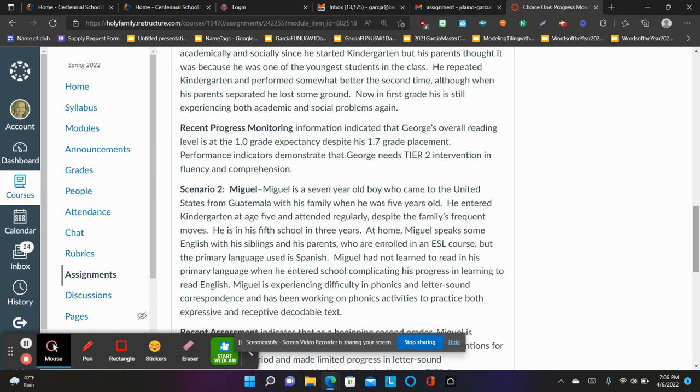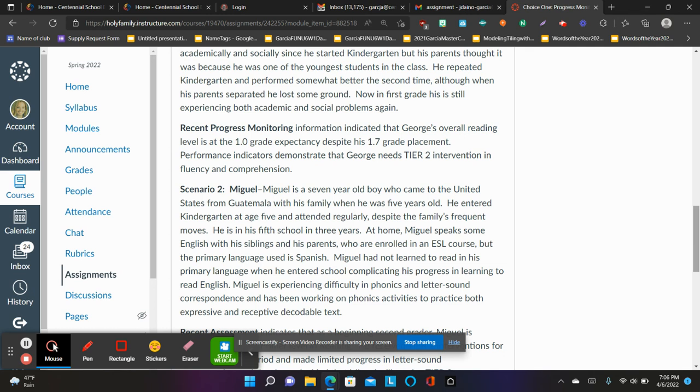Here is scenario two about a student by the name of Miguel. Miguel is a 7-year-old boy who came to the United States from Guatemala with his family when he was 5 years old. He entered kindergarten at age 5 and attended regularly despite the family's frequent moves. He is in his fifth school in 3 years. At home, Miguel speaks some English with his siblings and his parents, who are enrolled in an ESL course, but the primary language used is Spanish.